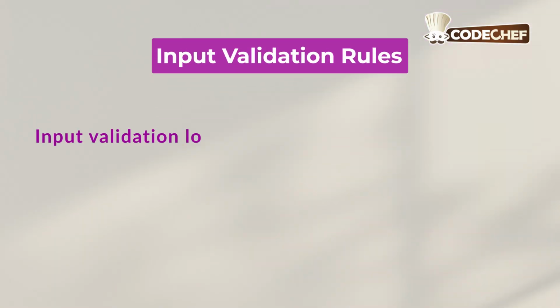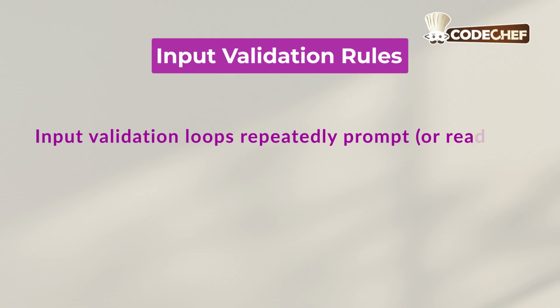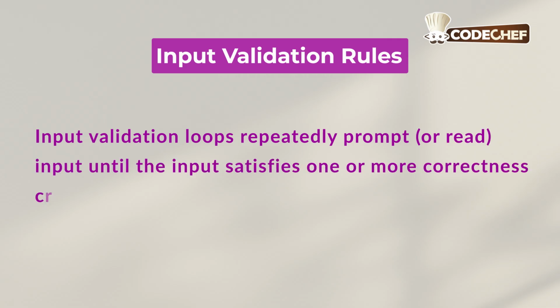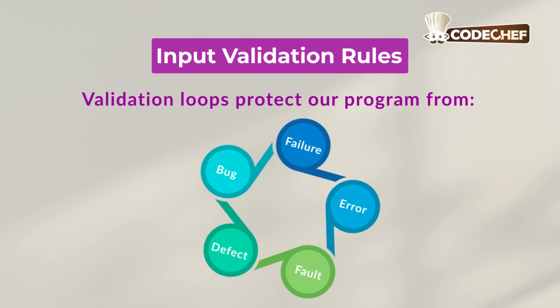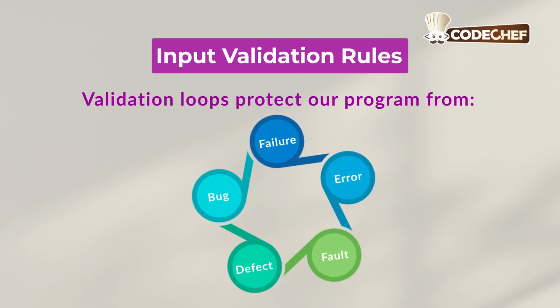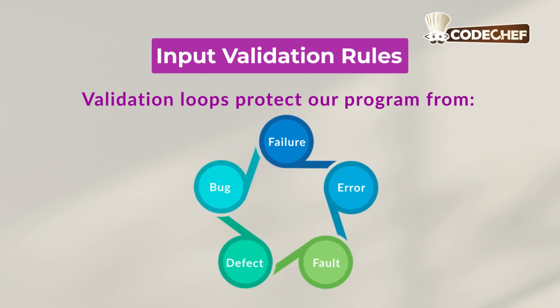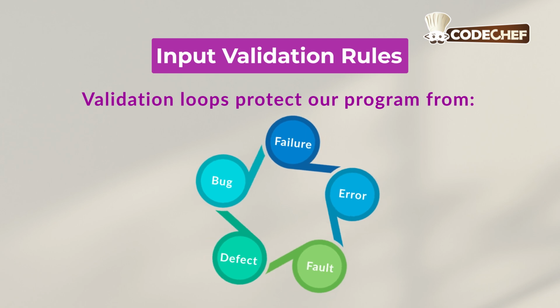Input validation loops repeatedly prompt or read input until the input satisfies one or more correctness criteria. The loop's job is to prevent invalid data from continuing through the program. So basically, input validation rules are used when user input is unreliable. Validation loops protect our program from crashes, incorrect calculations, security bugs, or garbage outputs.